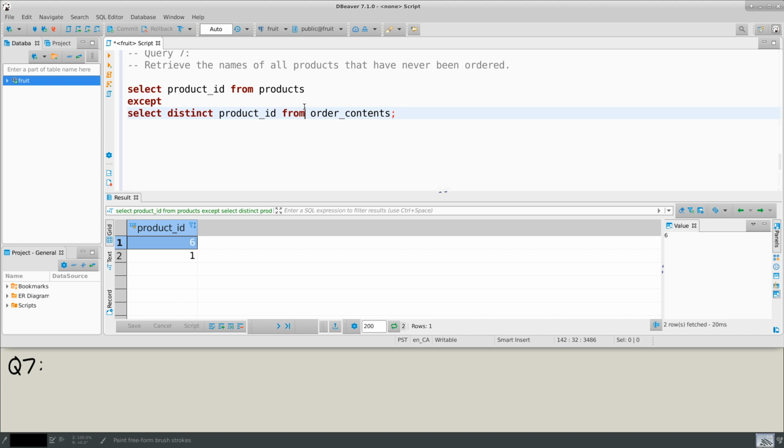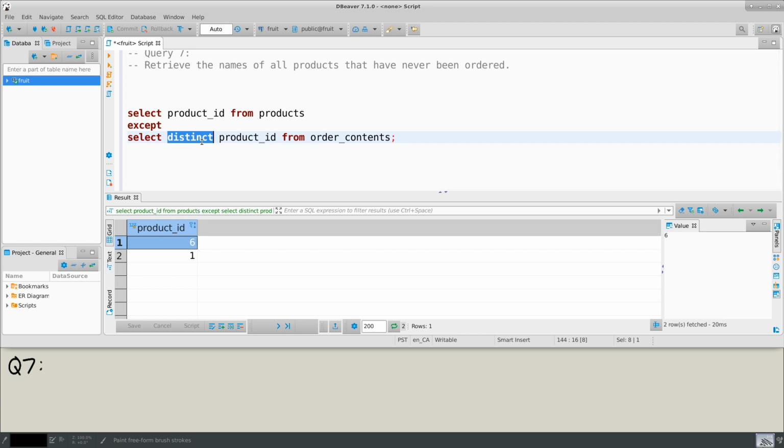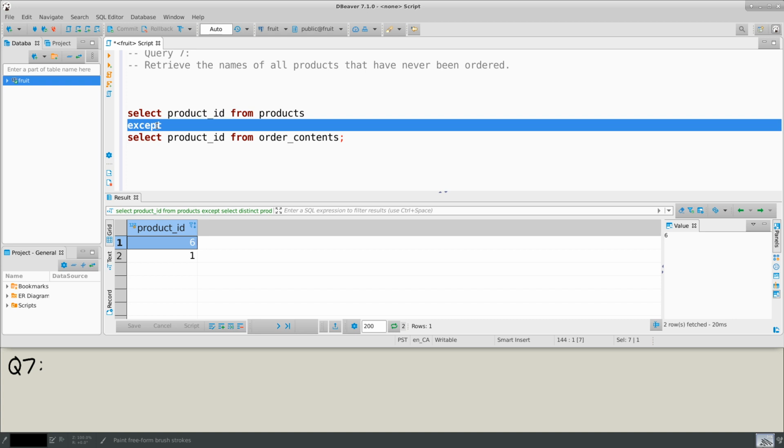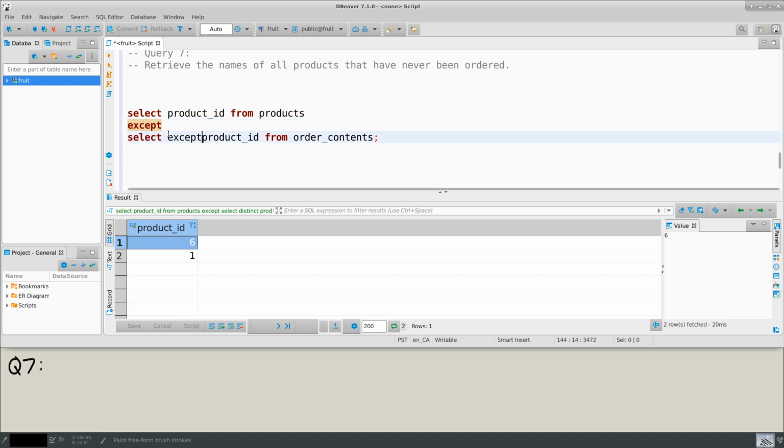That's what we expect. Now, a performance note here: you don't need to say select distinct if you don't want to. The select distinct eliminates the duplicates in this subquery. But because the except operator is a set operator, it will also eliminate duplicates for you. So you can omit the distinct and save the database engine a little bit of work. You don't have to do it though. It doesn't hurt to leave it in.